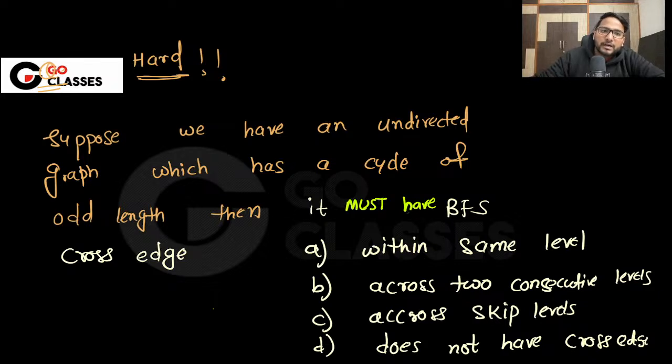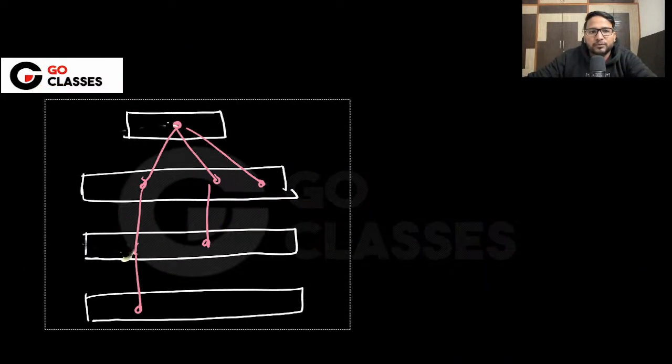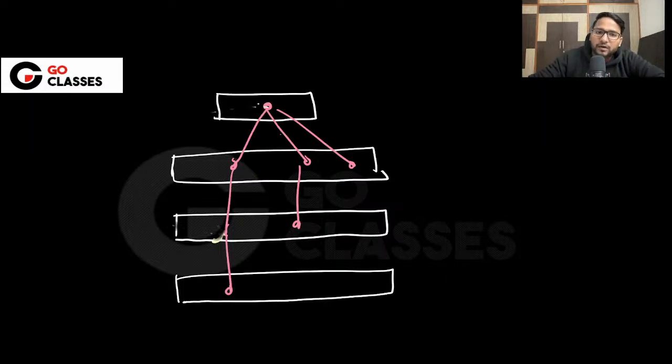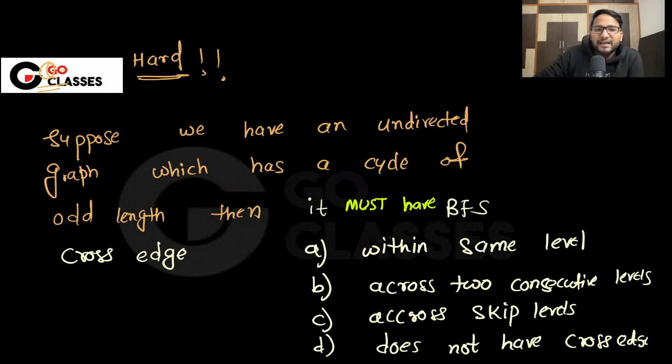What I'm saying here is that suppose we have an undirected graph which has a cycle of odd length. Let's suppose you have the BFS tree, and the cycle could be like this or something like this in the original graph. They are saying that the cycle is of odd length. First of all, tell me, does this necessarily have the cross edge?